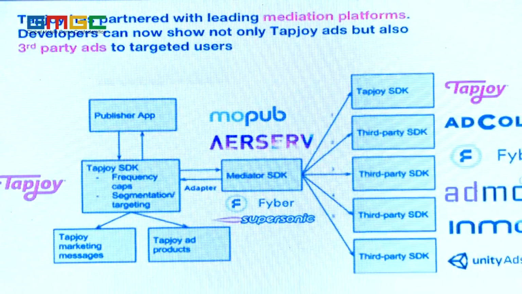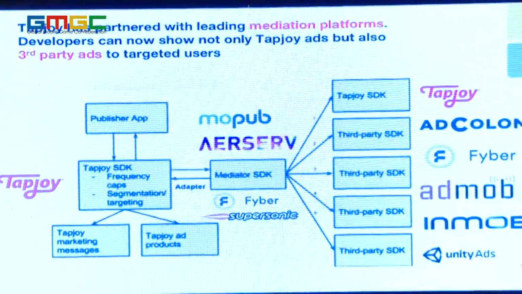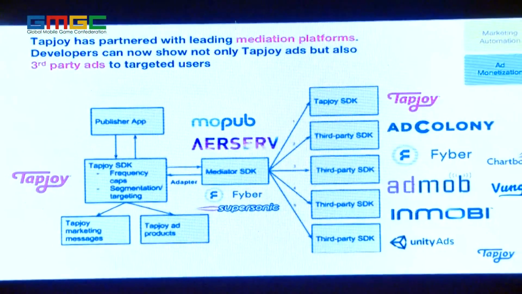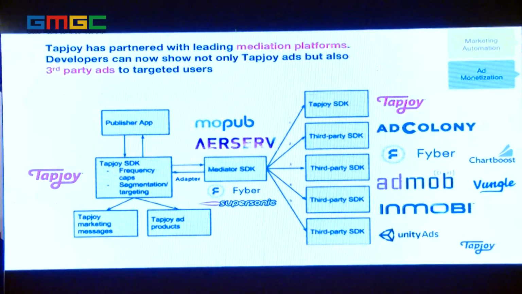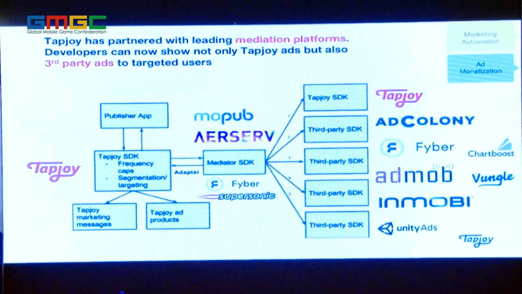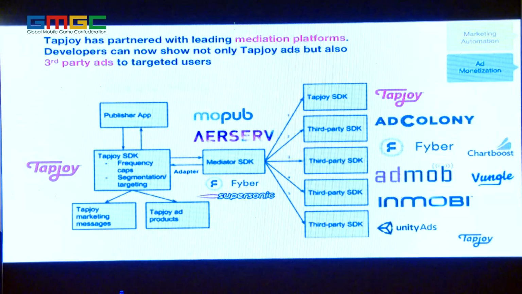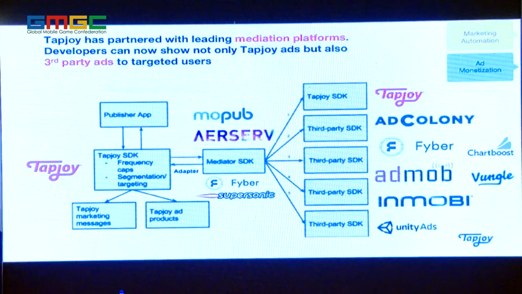Okay, and I've introduced a little bit about ad monetization. Recently, we announced a partnership with major mediation partners. What you can do now is not only show Tapjoy ads to users, but you can also show other networks' ads using our user segmentation. That means, by using, for example, Fiber and also Tapjoy, you can actually show AdMob interstitial ads to segmented users, like non-paying users or users playing at level 1 or whatever. So this is something that you can do with our platform as well.